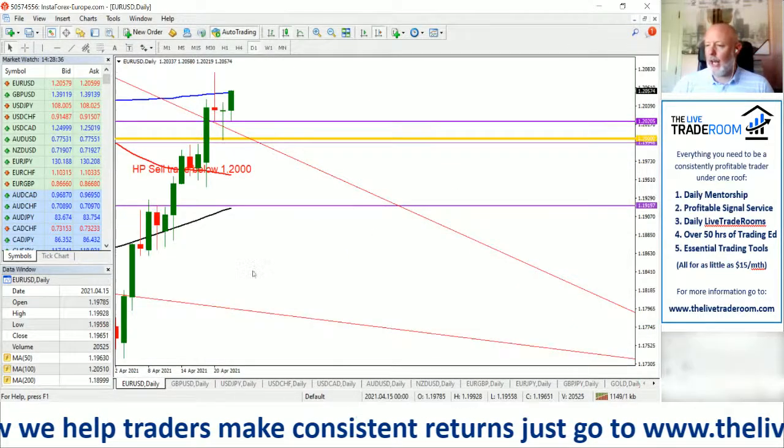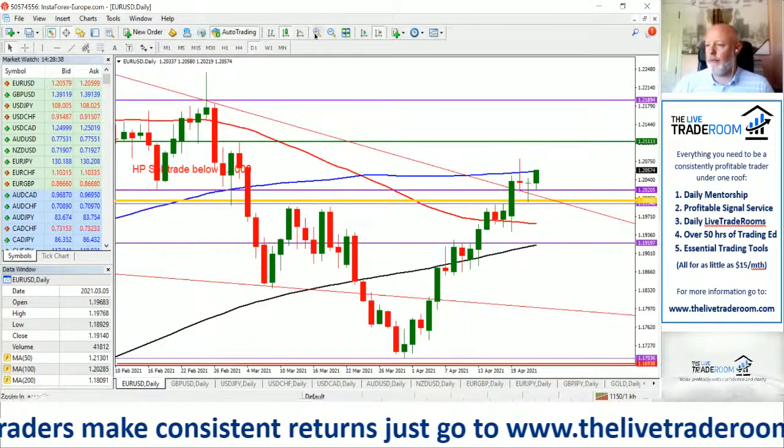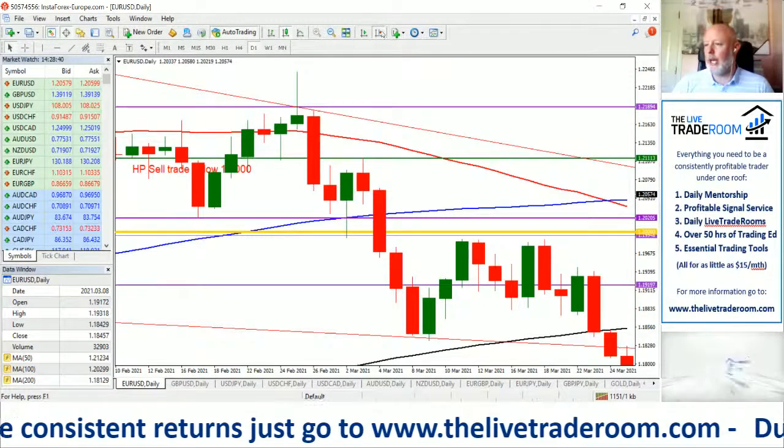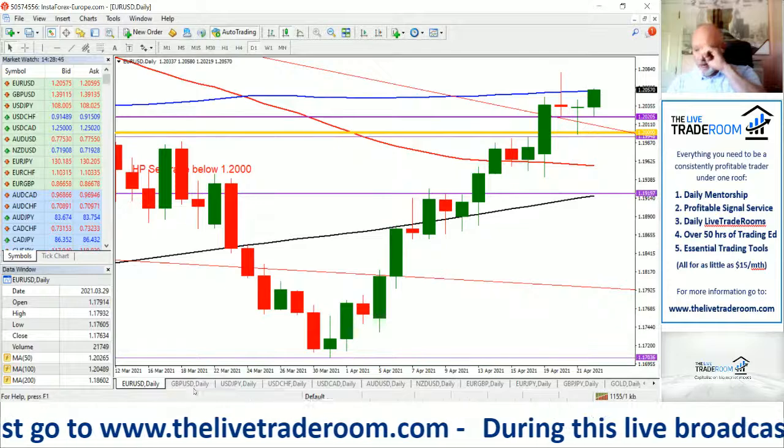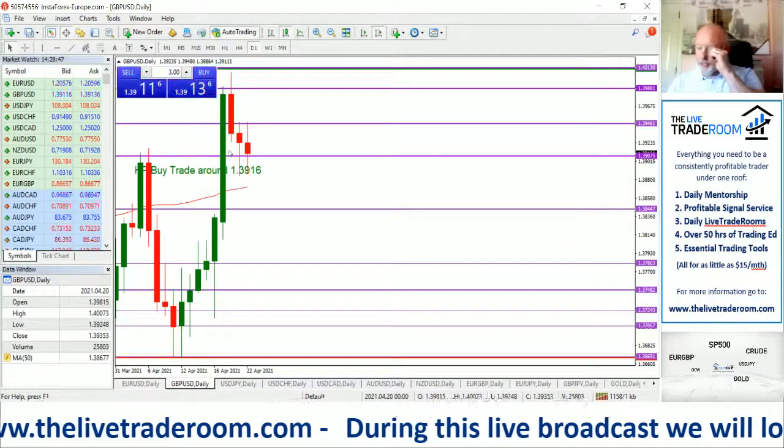And like I was saying, what sort of picture is the dollar in? Well, it's selling off against the euro. It's mildly stronger against the pound.